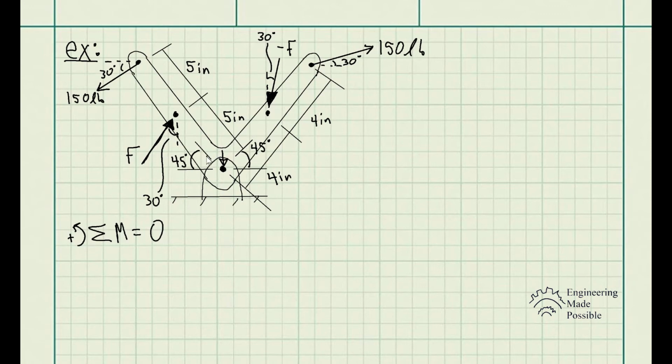Now, as you can see, there's a lot of information here. We have lots of angles. Each angle of all the forces: this one's 30 degrees with respect to the horizontal, the other one's 30 with respect to the vertical, and so forth. This object itself has a 45-degree angle on both sides, and we have the dimensions, the lengths, 5 inches here, 4 inches here, where the forces are located.